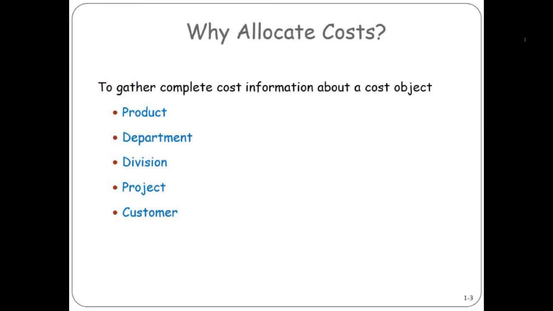So why do we allocate costs? Because you need to get complete information about a cost object. A cost object could be a product so that we can properly price it. It could be a department, how well are they doing, or a division, how well are they doing. It could be the cost of doing a project. It could be the cost associated with a customer. So a cost object runs across a variety of different parameters.